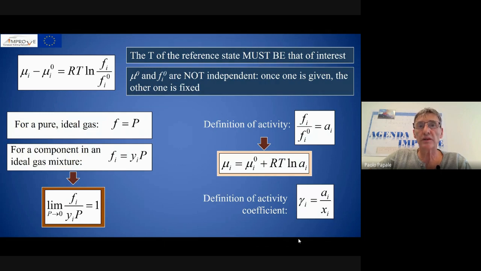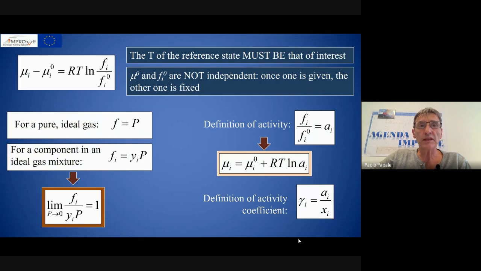And together with activity, I introduce another relevant quantity, which is the activity coefficient of a component, usually indicated with a Greek letter gamma, and which is defined as the ratio between activity and mole fraction. There is nothing to understand here. These are just definitions for activity and for the activity coefficient of a component in a mixture. We will see in a few slides how they enter the equilibrium equations.